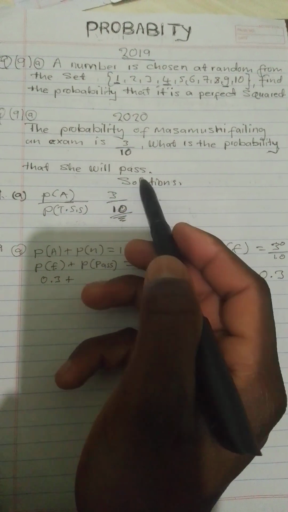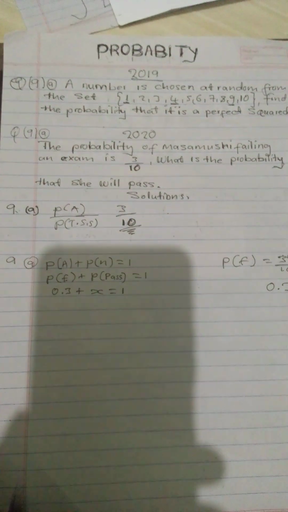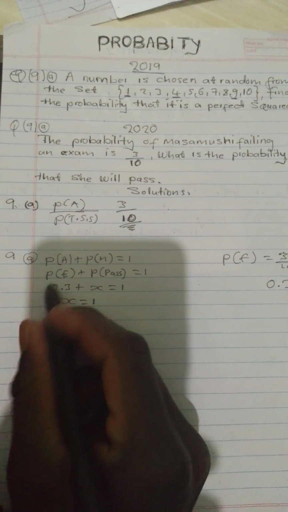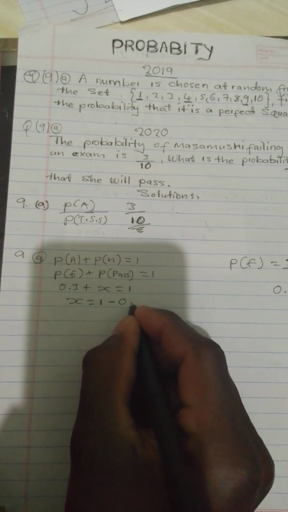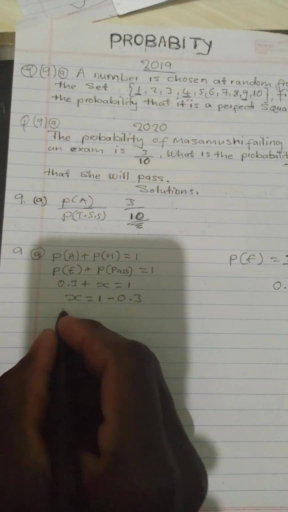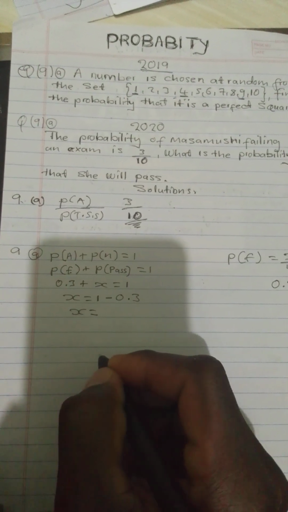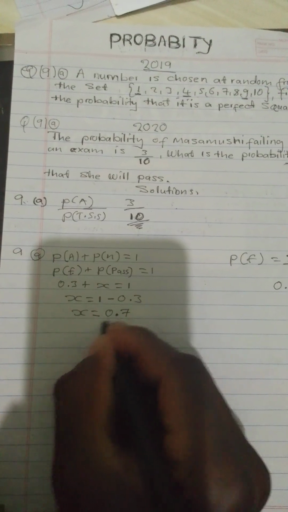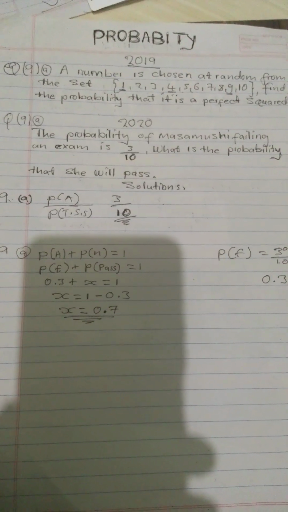This is what we have been asked to calculate. So we're going to say x is equal to 1. So here is an equation: 0.3 plus x is equal to 1. When 0.3 crosses the equal sign, it will be negative 0.3. So we are going to say x is equal to 1 minus 0.3, which is 0.7. So like this, you have gotten it correct.